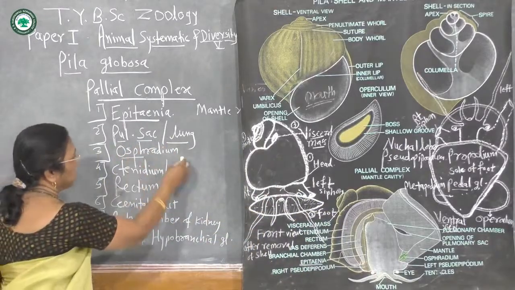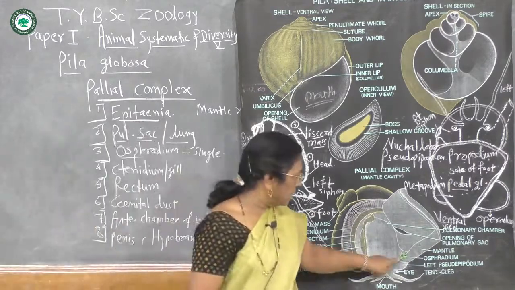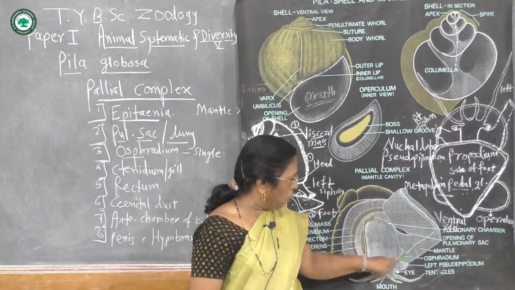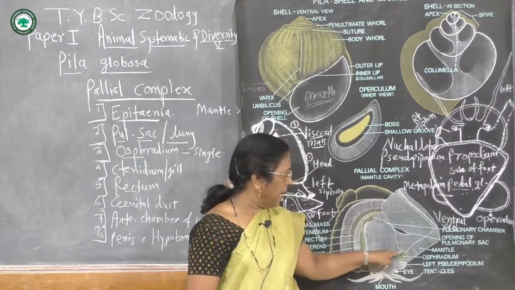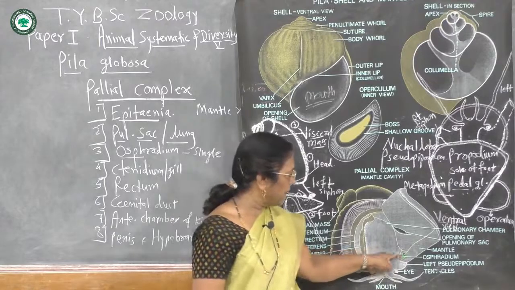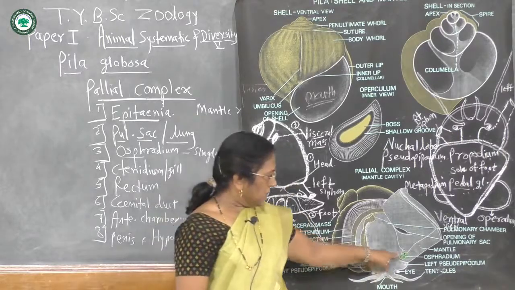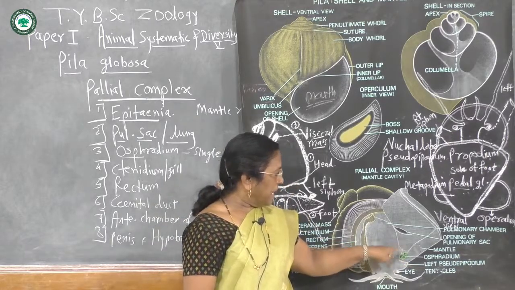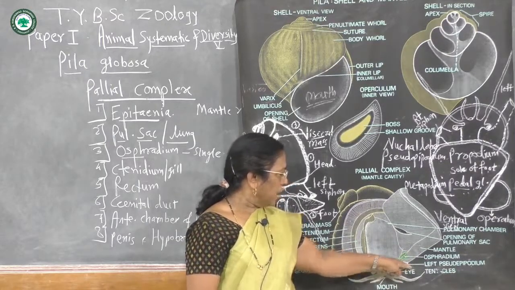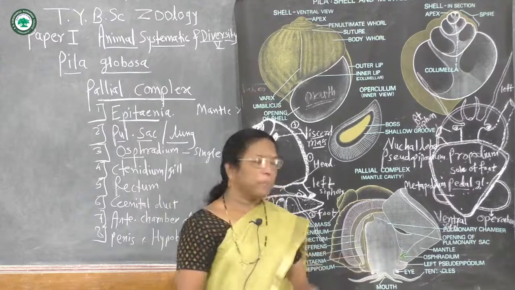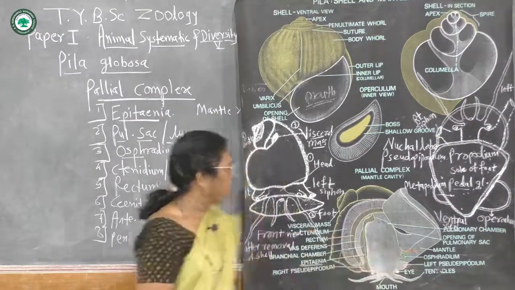Then the osphradium. Osphradium is single, situated at the left side near the roof of the left nuchal lobe. Osphradium is a single, leaf-like structure having numerous small lamellae arising from the median ridge. It runs on both sides. It is attached to the roof of the mantle wall, and when water enters through the left nuchal lobe, this osphradium serves to test the nature of water. This is the main function of the osphradium.